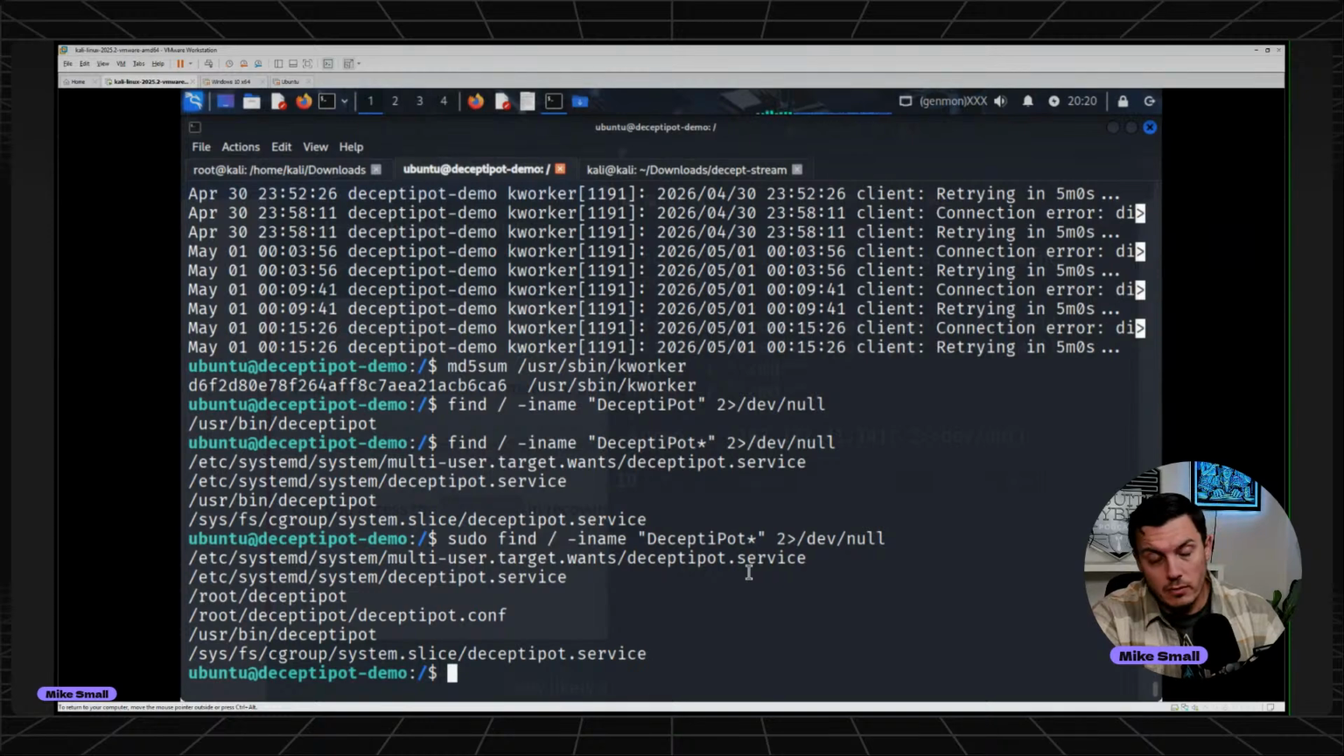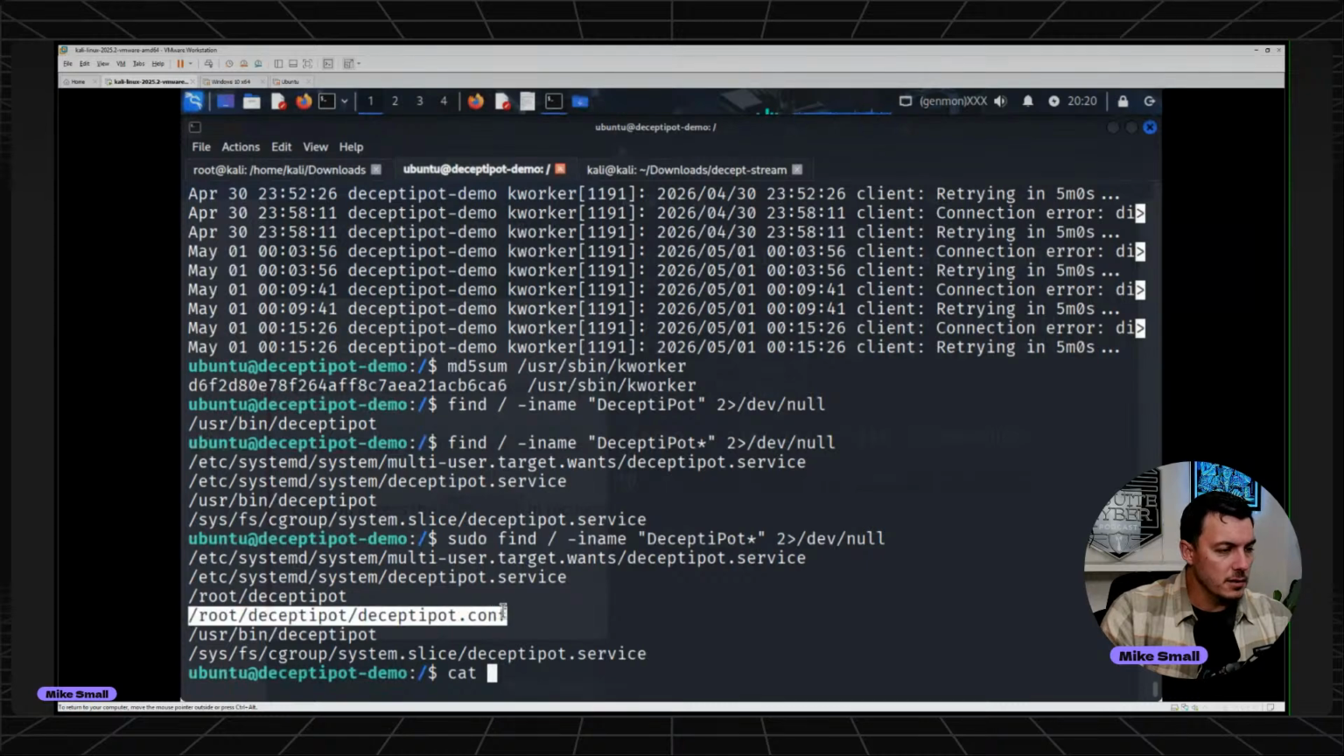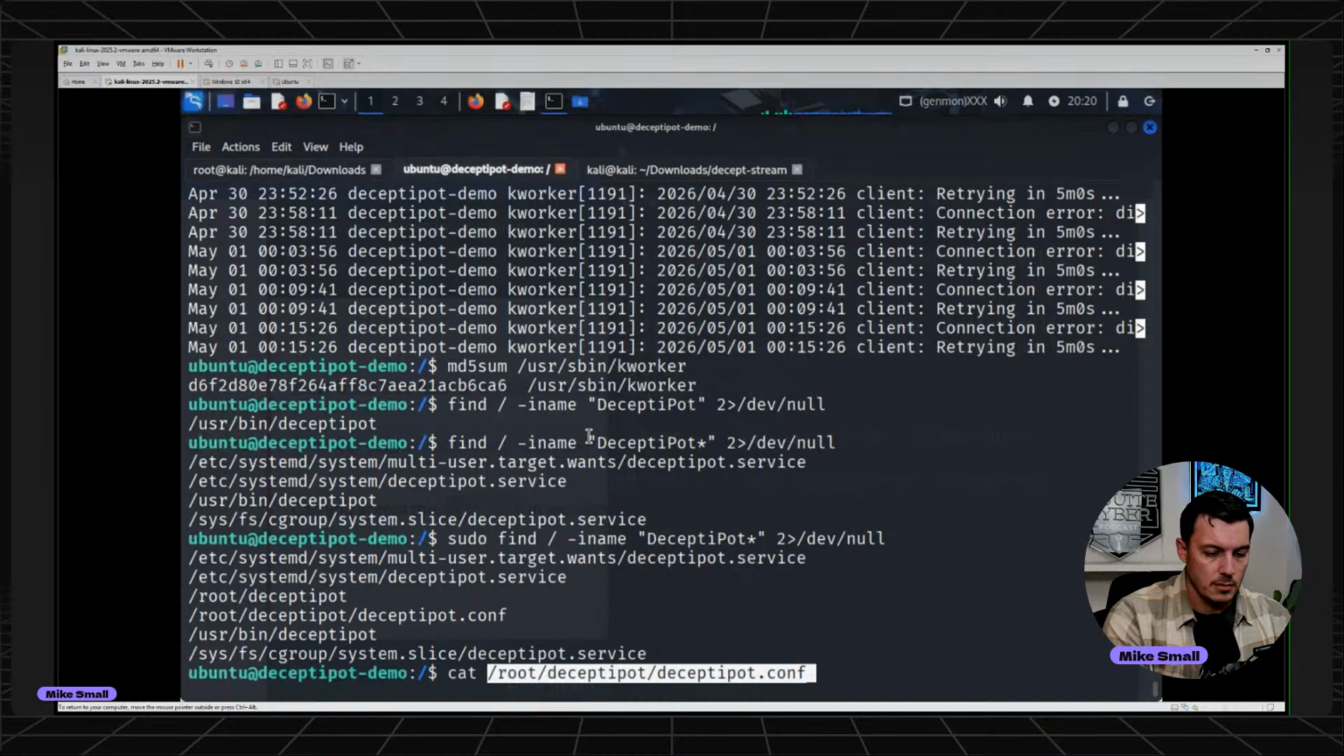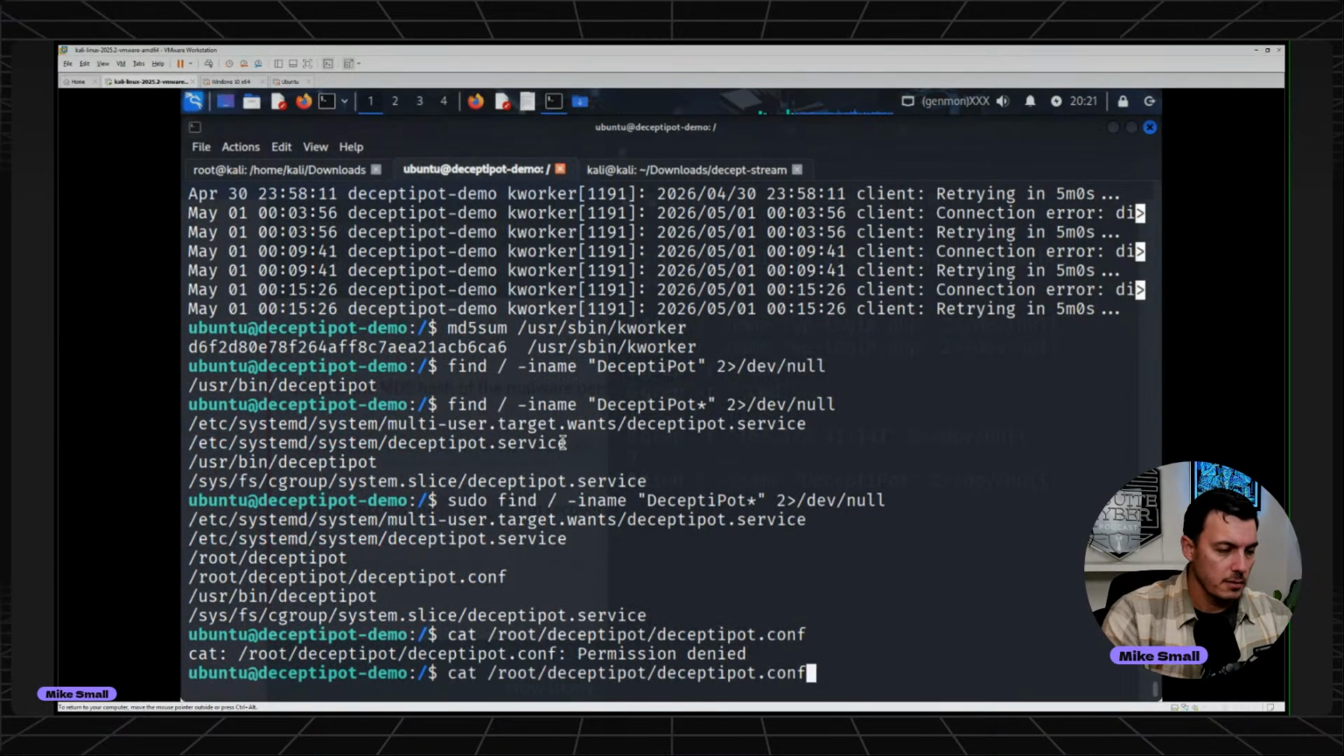We actually do have root on the system, by the way. So with root, we should be able to see everything. Without root, we were missing this config file. So we do need to see what's in the config file. So let's do a cat of that. Sudo cat.